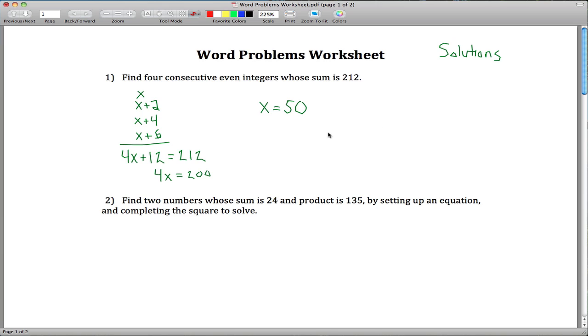So our answer, our 4 consecutive numbers, would be 50, 52, 54, and 56. Because remember, x was the smallest one, and x is 50. So put a box around this, and that problem's done.